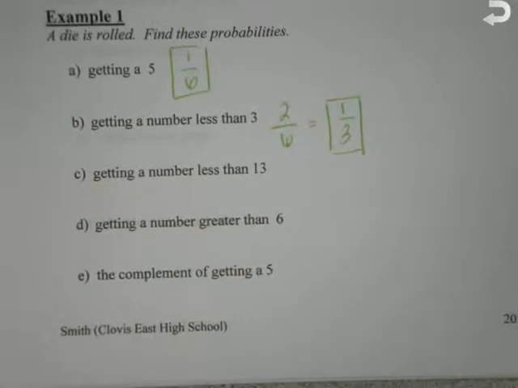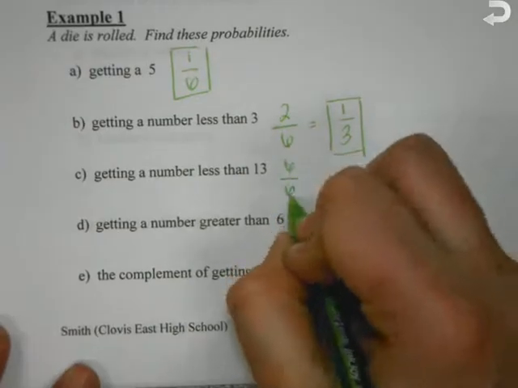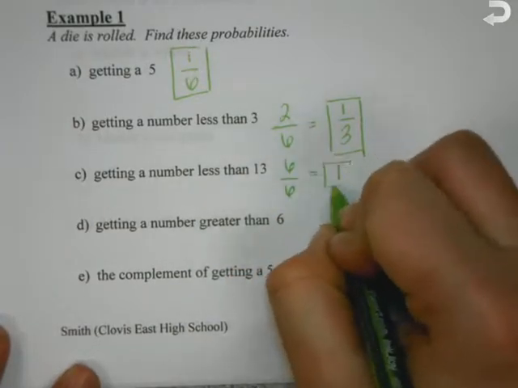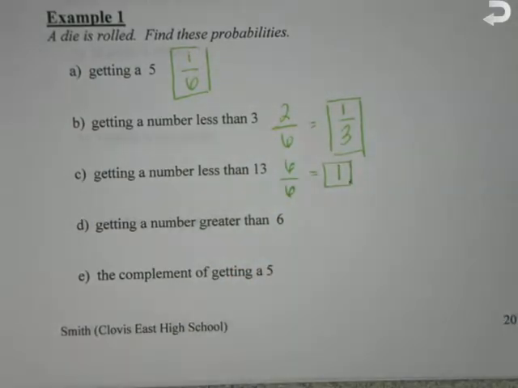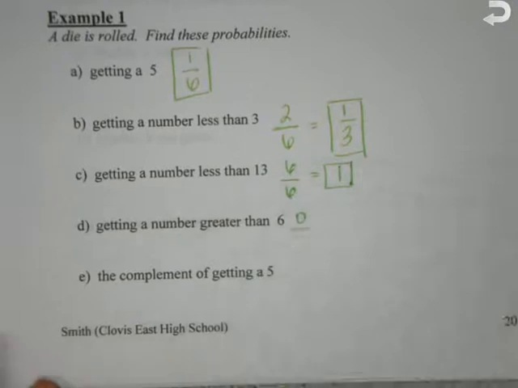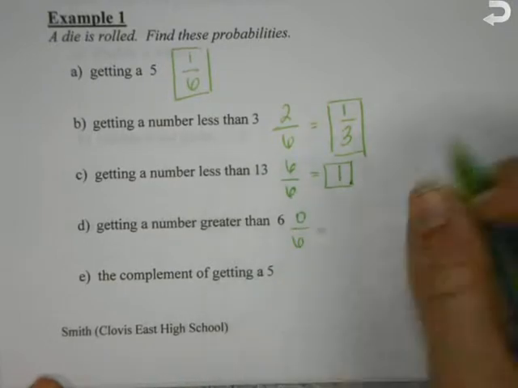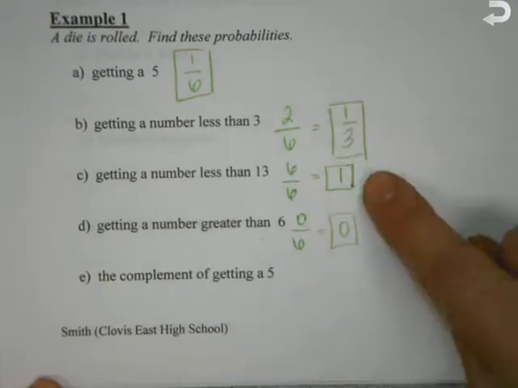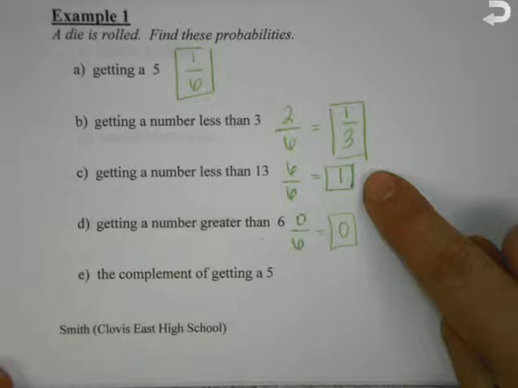What about the probability of getting a number less than 13? 100%, that's 6 out of 6, which reduces to 1. What's the probability of getting a number greater than 6? 0. There are no numbers greater than 6, so our probability is 0. What was the first one called? A certain event.